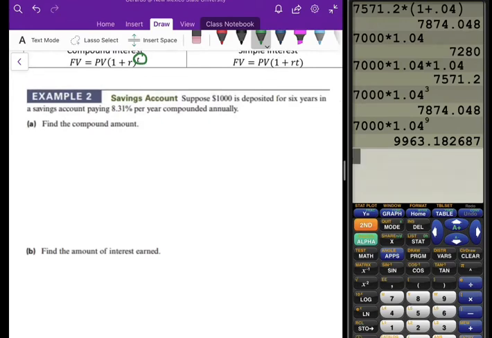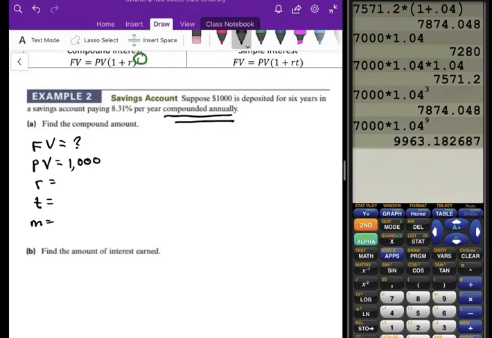So, let's do an example. A lot of theory and jargon. Suppose $1,000 is deposited for 6 years in a savings account paying 8.31% per year compounded annually. So I have future value, present value, rate, time, and compounding periods, which we're going to call M. My future value, I don't have that. That's what I'm supposed to find.